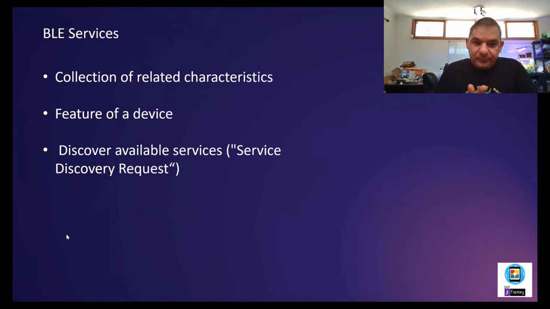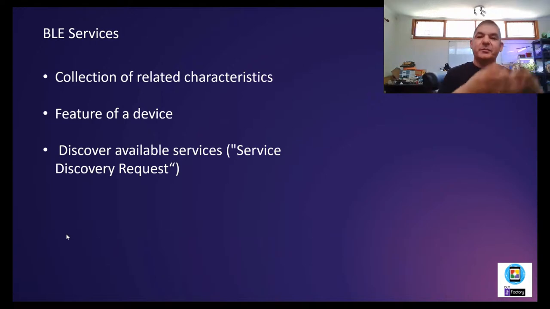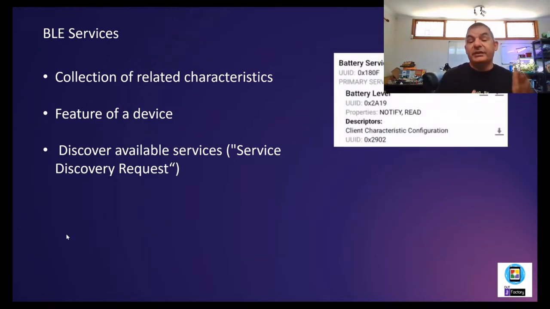Okay, so services are basically a collection of related characteristics. So you'll group similar functionality together and put that under a service, and that sub functionality is characteristics. It could also be the feature of the device. You can have a look on the device with what's known as a service discovery request. Here's an example of the standard.